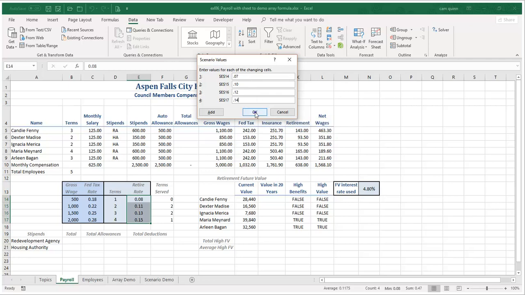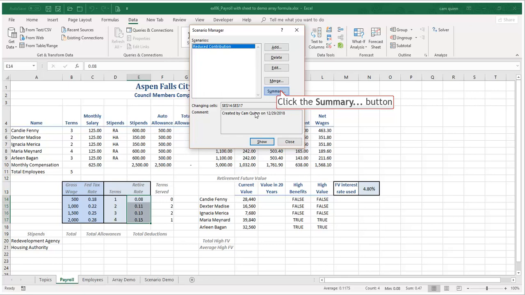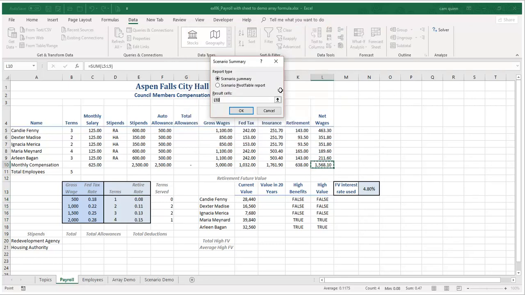I'm going to click on Summary, and the result I want is L5 to L9.